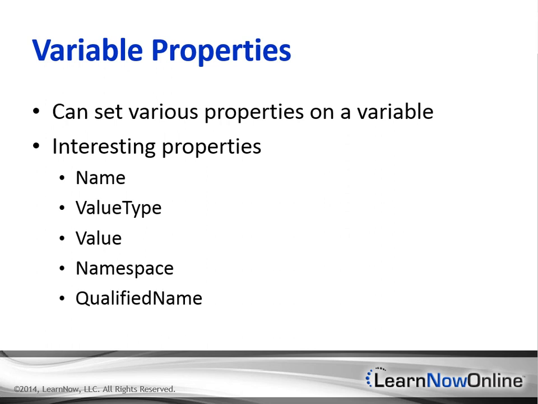Then there's a qualified name property. This exposes the name of the variable together with its namespace in the proper format, which is namespace, 2 colons, and name. If the variable has no namespace, only the name shows. In fact, if the variable has no namespace, it just means that you've renamed the namespace to an empty string. So it really does still have a namespace.